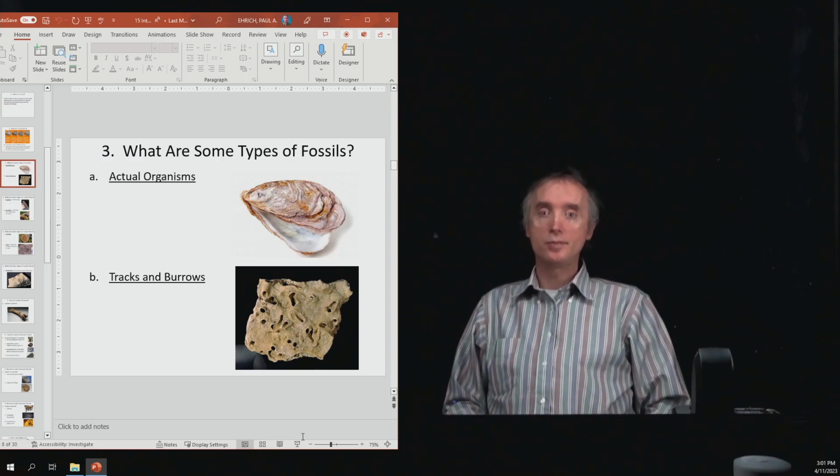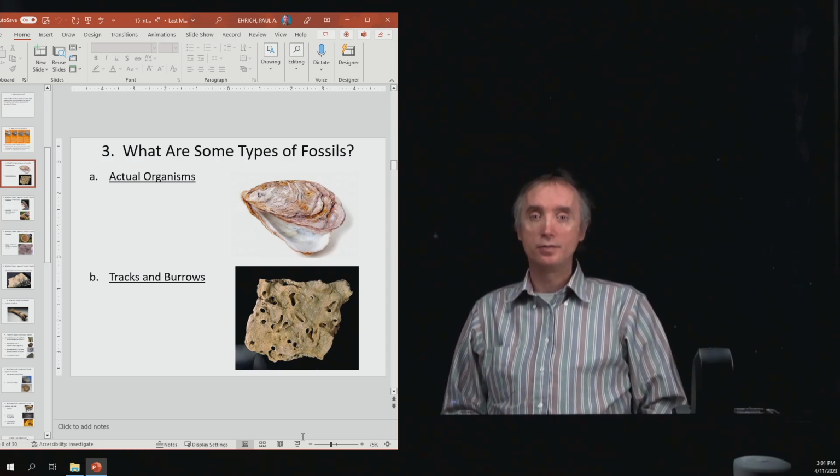Well, what are some different types of fossils? Well, one is going to be actual organisms. And so, for example, this is a picture of a clam shell. And so that's the real thing. It hasn't been altered in any way by chemical changes. So that's the original shell that this thing lived in.